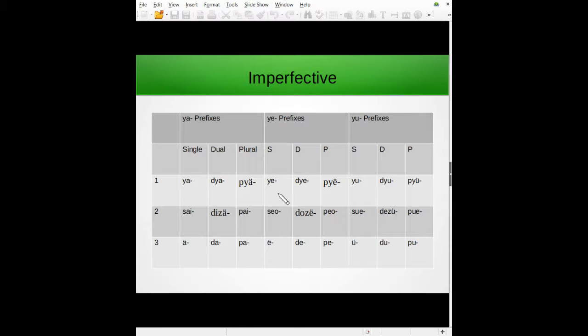And then for the ye prefixes, it's basically the same thing except the vowels are a little different. You got ye, die, pie, and then se, doze, peo, e, de, pe. And then the u prefixes: you, du, pu, sue, dezu, pue, u, du, pu. That's your guide. If you can't remember how to pronounce that, just say poo.